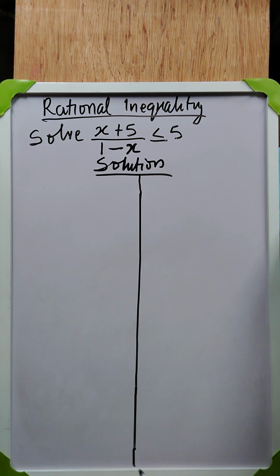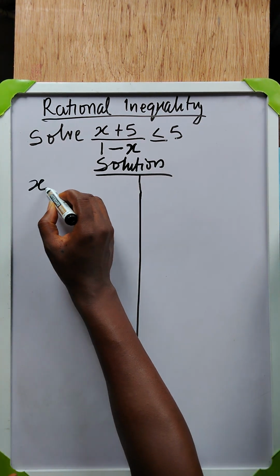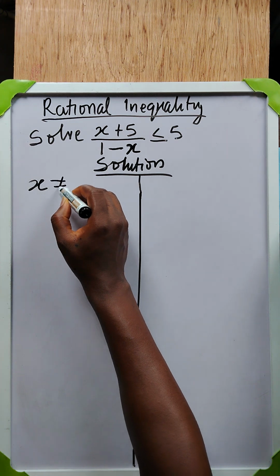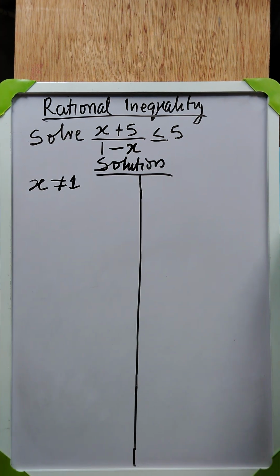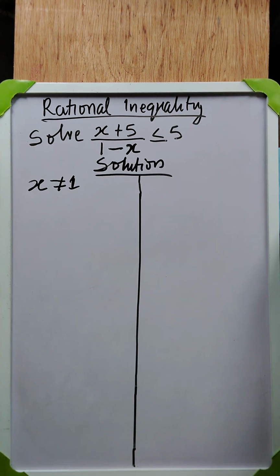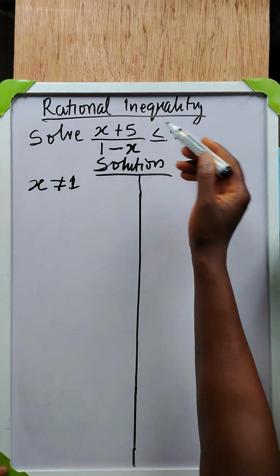So first of all, one thing we should take note of is that x cannot be equal to 1, because if x becomes 1, this fraction becomes undefined. So whatever solution we get, be aware that x cannot be equal to 1. Then how do we do it? We'll find a way of relating the inequality to 0. So how do we do that? We transpose this over here.